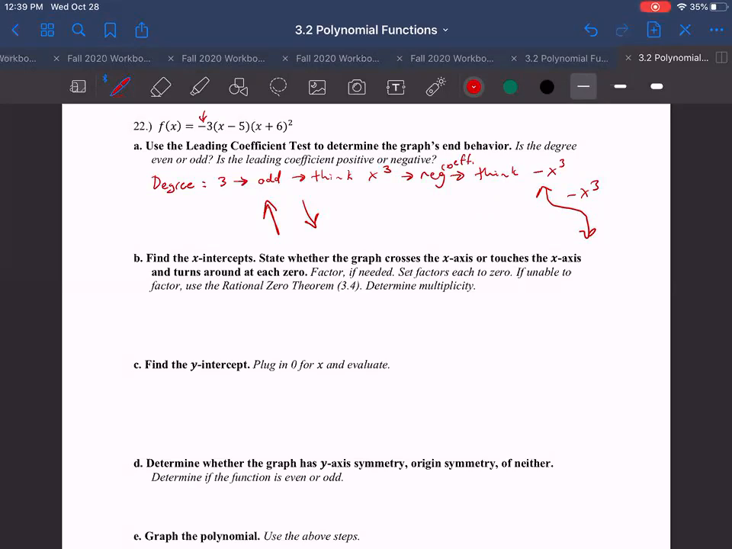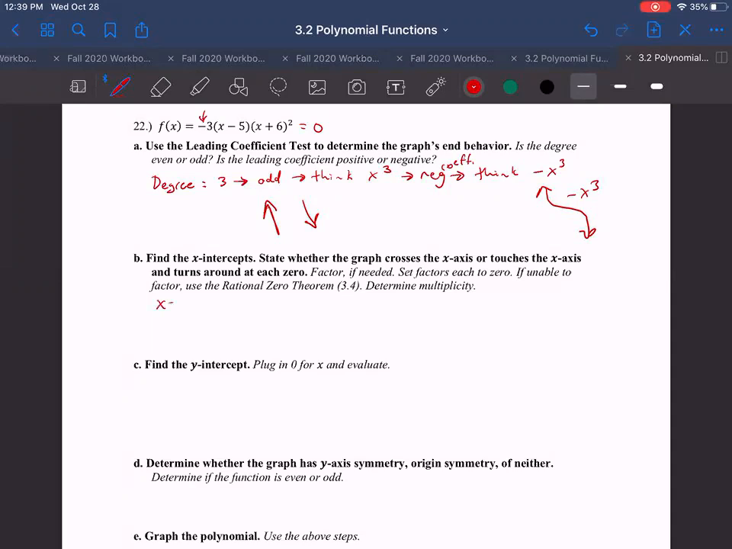Next thing, it says find the x-intercepts. This is going to be where we find the zeros, right? And figure out their multiplicities to determine whether or not they cross or touch and turn at those locations. All right. And then that's what we're going to do. So we take our function up here and we set it equal to 0. Thankfully, it's already factored for us.